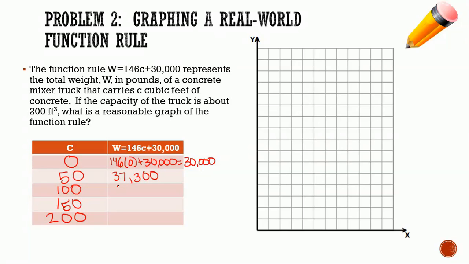100, I got 44,600. Plugging in 150, I got 51,900. And then 200, I got 59,200. Now, let's graph those ordered pairs. Gotta kind of fill in some stuff, right? So I got cubic feet down here.